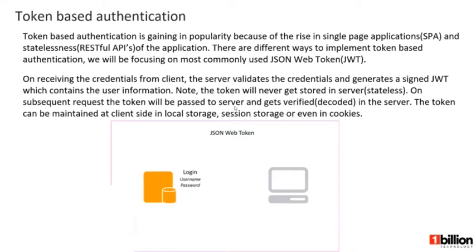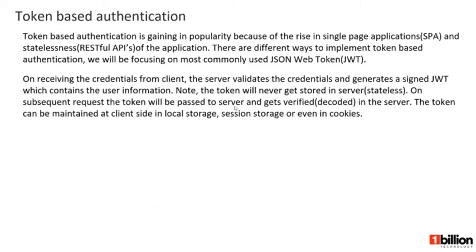Token-based authentication is gaining in popularity because of the rising single-page applications and statelessness of the application. There are different ways to implement token-based authentication. We will be focusing on the most common one, JSON Web Token. On receiving the credentials from the client, the server validates the credentials and generates a signed JWT which contains the user information. The token will never get stored on the server. On subsequent requests, the token will be passed to the server and gets verified on the server.